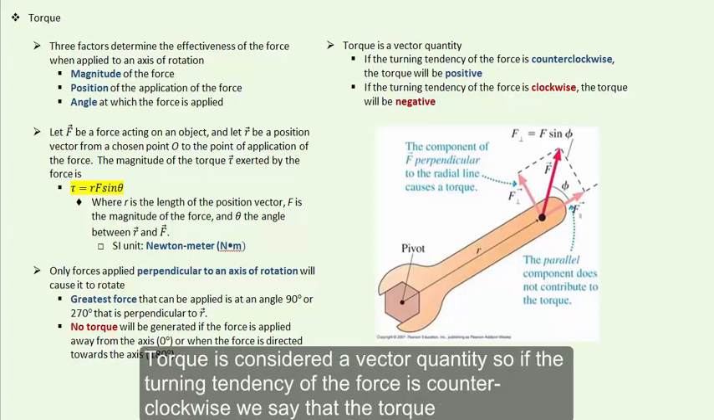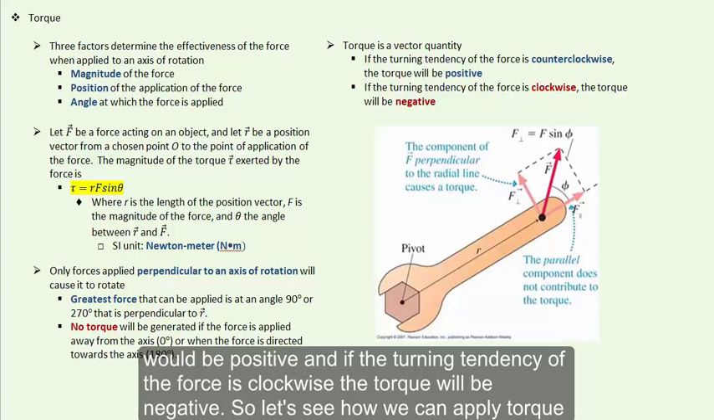Torque is considered a vector quantity. So if the turning tendency of the force is counterclockwise, we say that the torque will be positive. And if the turning tendency of the force is clockwise, the torque will be negative.